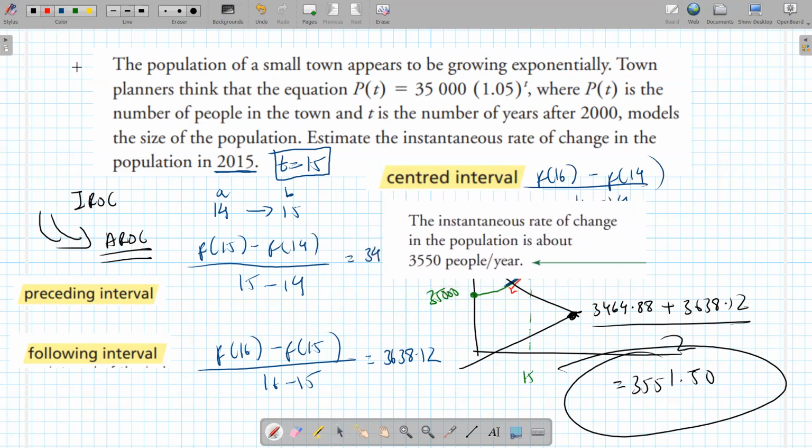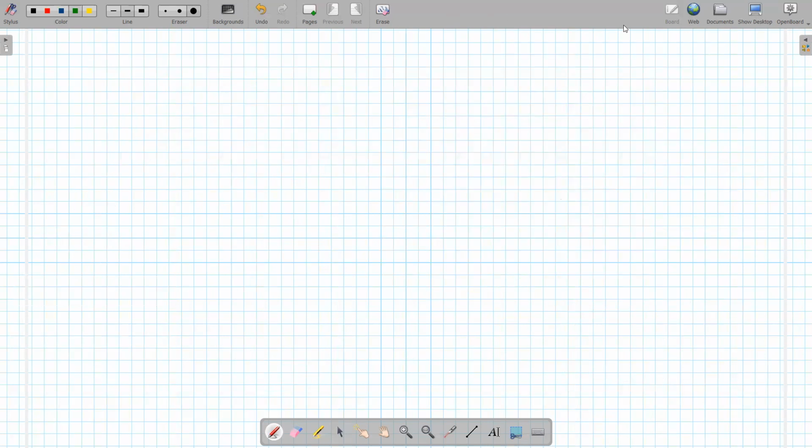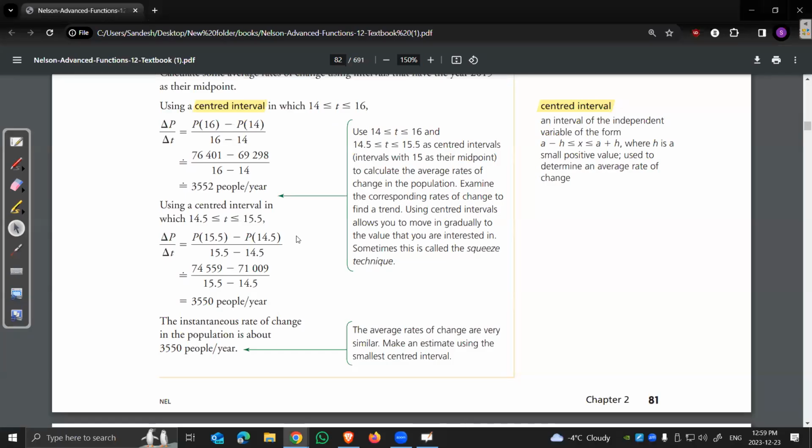So which one's the best? Do you take the average between preceding and following, or do you take the centered? The answer is you take the centered. This one is the best. You go one down and one up. But all of these are just approximations. There is one true answer, which I'm going to leave as a suspense for tomorrow. So let's call it a day there. Okay, thank you. So yeah.